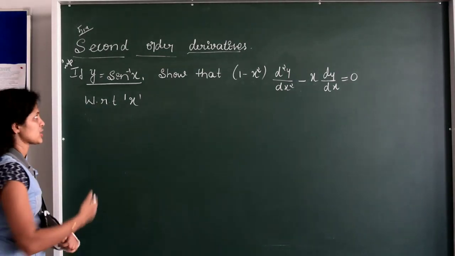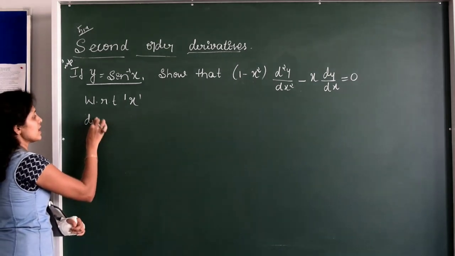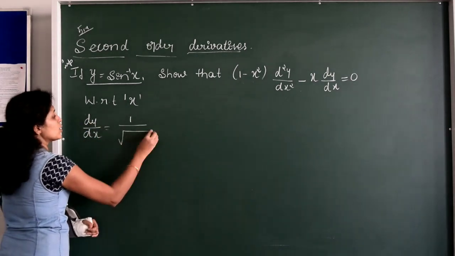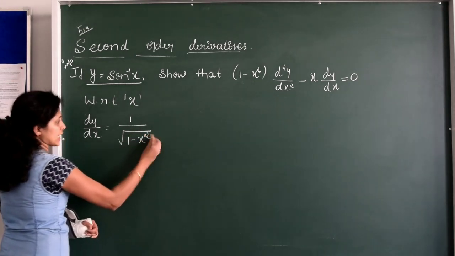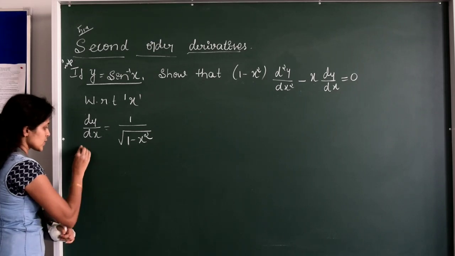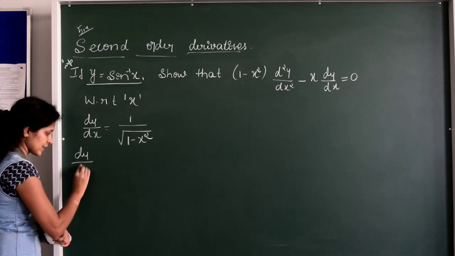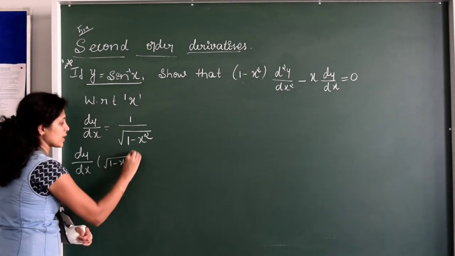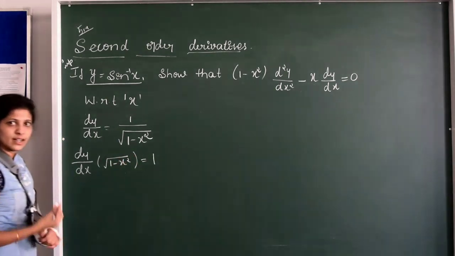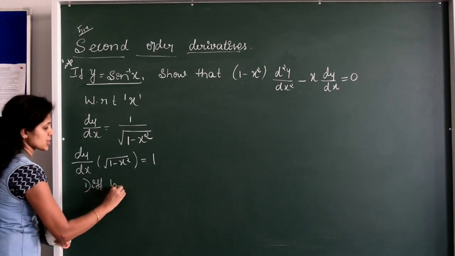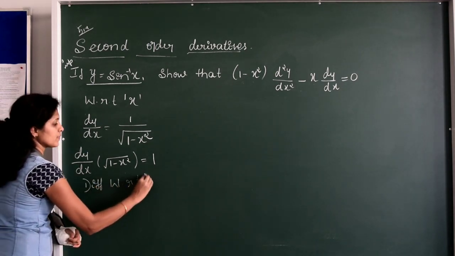Same problem as I told you, I will go with the multiplication method. So what is the derivative of this? dy by dx, it is the same. Sin inverse of x gives 1 by root of 1 minus x square, right? Now we will multiply root of 1 minus x square here. So this is now dy by dx into root of 1 minus x square is equal to 1. Is it clear? Now we differentiate the function with respect to x.